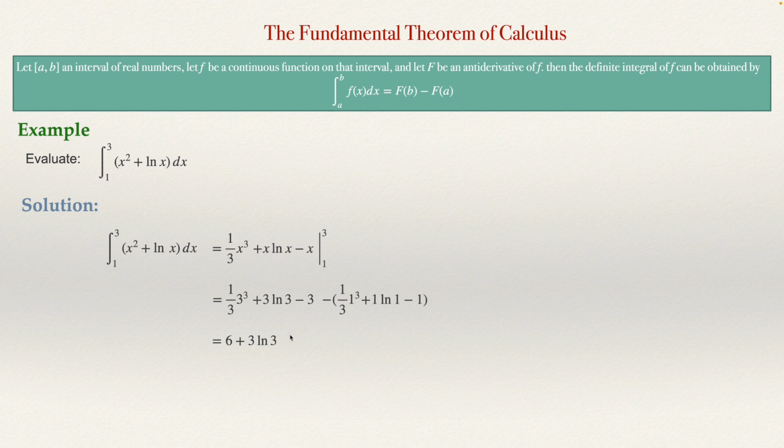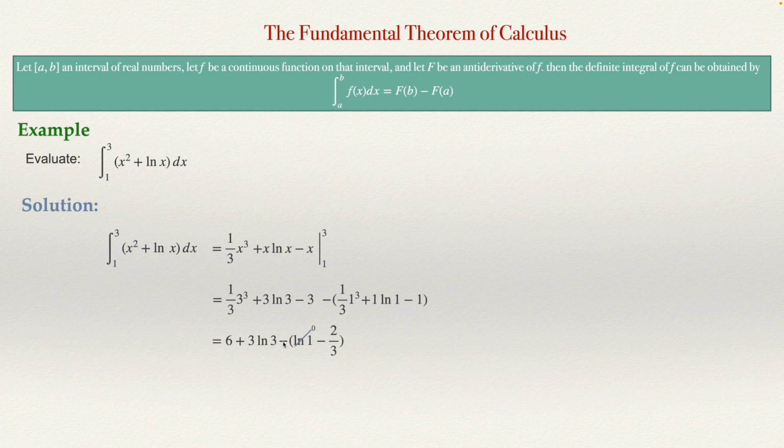Minus, and in this case we have 1/3 minus 1, so it will be negative 2/3. So we have the natural logarithm of 1 minus 2/3. We have that the natural logarithm of 1 is 0, and this is minus 2 over 3.